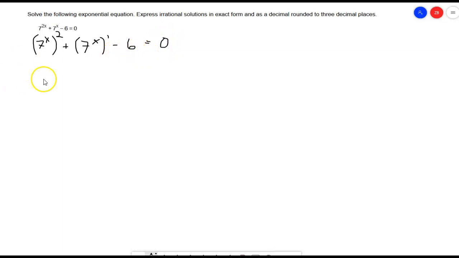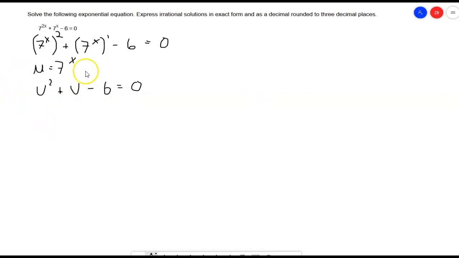So how do we make use of this? Well, I'm going to do what's called u substitution, and that's where I'm going to let this 7 raised to the x equal some variable. In this case, I'm going to let u equal 7 raised to the x, and if I do that, then this problem becomes u squared plus u minus 6 is equal to 0. And this is a much easier problem to solve. Now we just have a simple quadratic to factor.